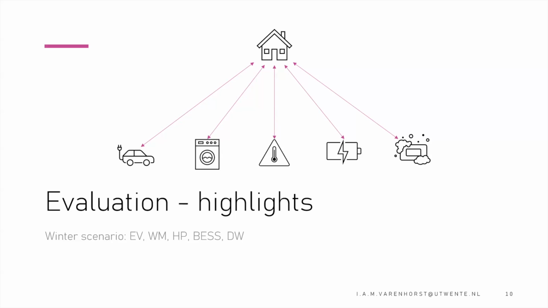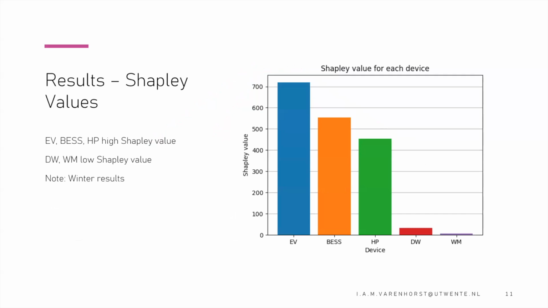Okay, without further ado, let's look at the Shapley values of our specific devices. So here we are, these are them. What we see is that the electric vehicle, the battery energy storage system, and the heat pump have a comparatively high Shapley value, and perhaps unsurprisingly, the dishwasher and the washing machine have a very low Shapley value. The washing machine, if I recall correctly, has roughly 100 times as low a Shapley value as an electric vehicle. So this really goes to show how much more important it is to control an electric vehicle compared to such a device.